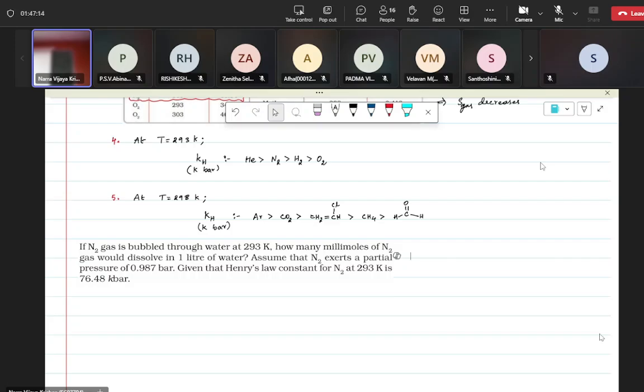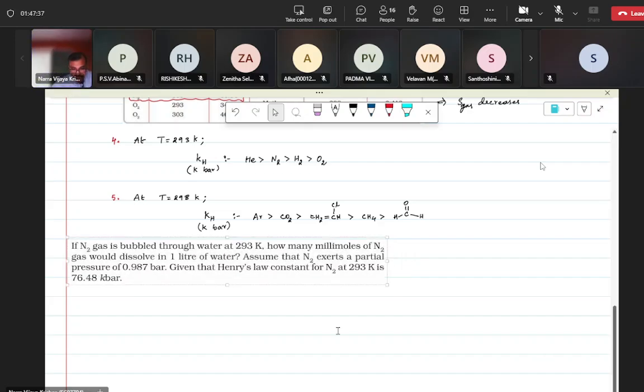So see the units of Kh. Its unit is kilobar. My formula of Henry's constant is P equals Kh into mole fraction. If the unit given is different, I will use a different relation. Understood? Any questions? So Kh is equal to 76.48 kilobar, or I will write it as 76.48 into 10 power 3 bar. Correct?